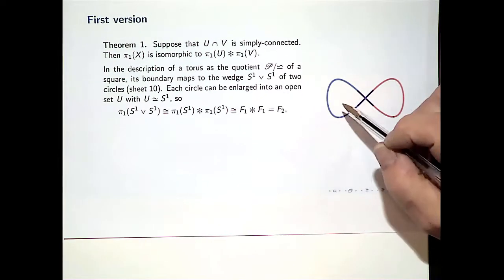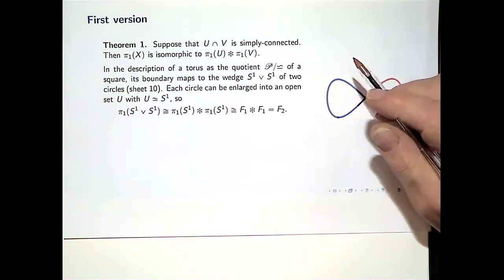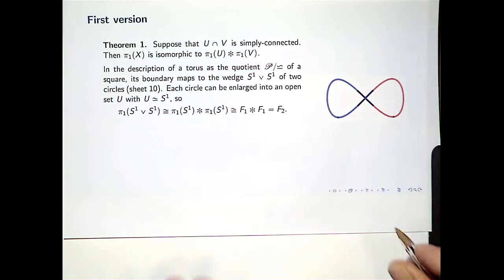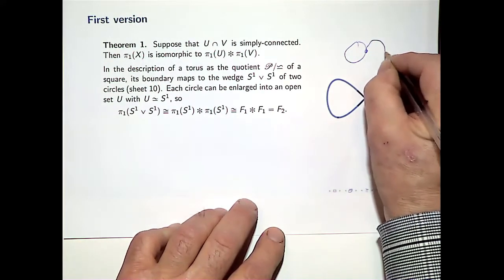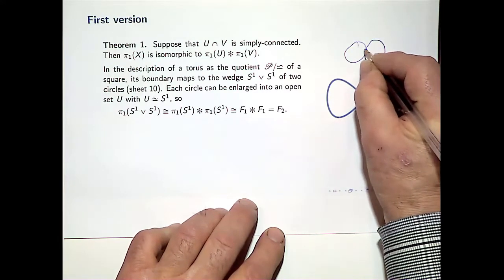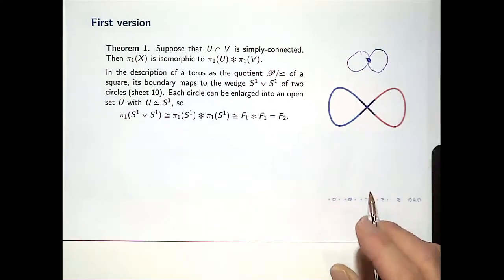So there's a topological space. It's a curve in the plane. It's just a figure 8. It's the same really as two circles stuck together, which is exactly what we get when we look at the boundary identifications to get a torus from a square.